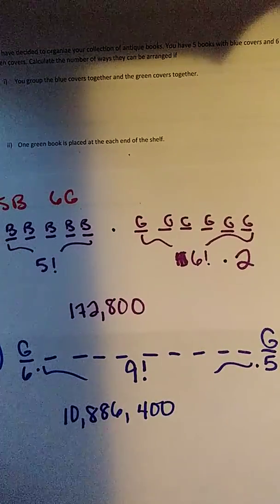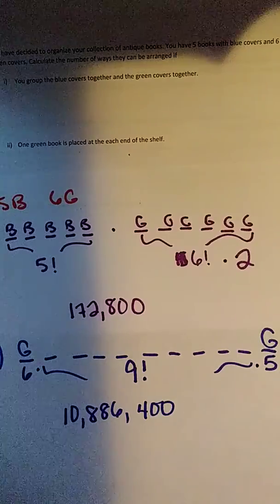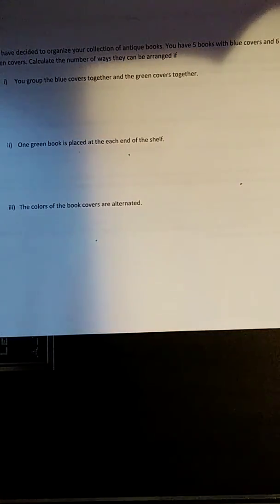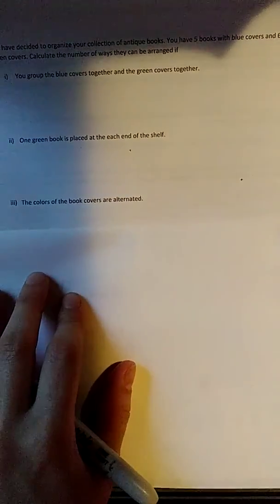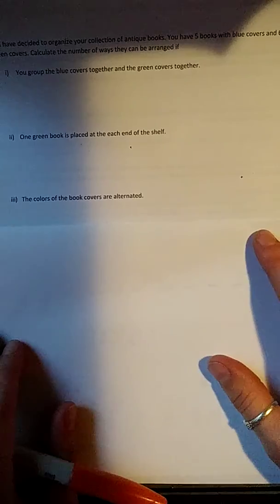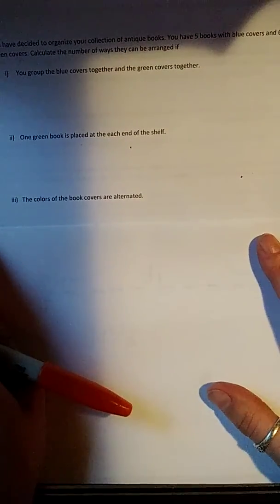All right, so we have one more part to this problem. The next part is saying that we want to arrange these with the colors of our books alternated. So we've done examples like this in class as well. So if we're going to alternate these covers, it might be a good idea to sketch this out.